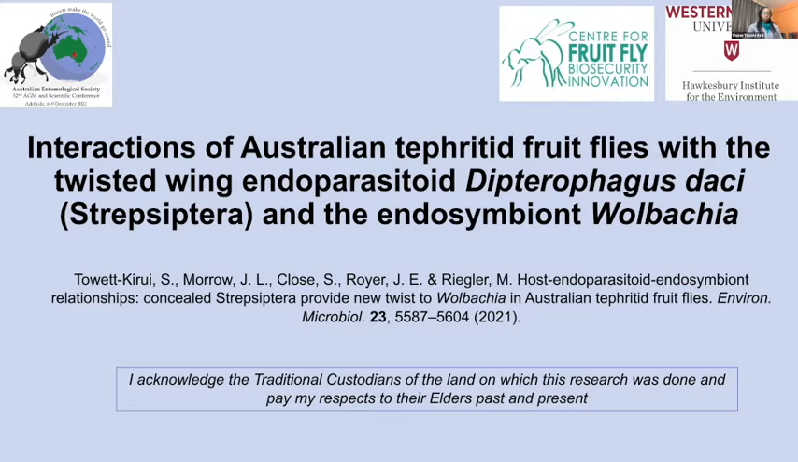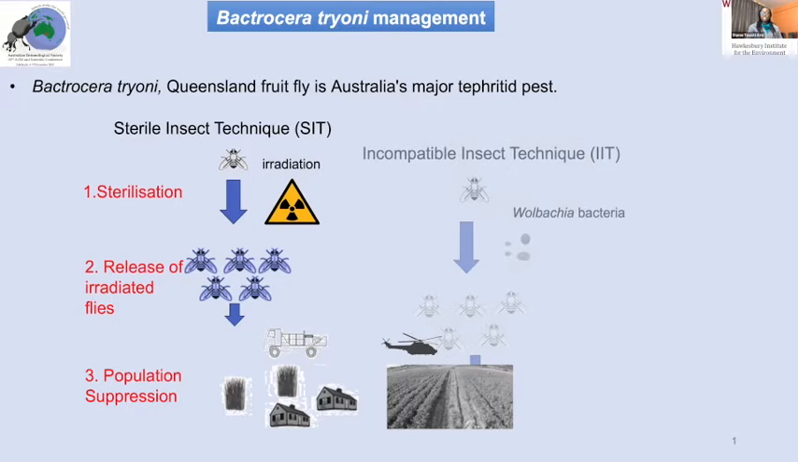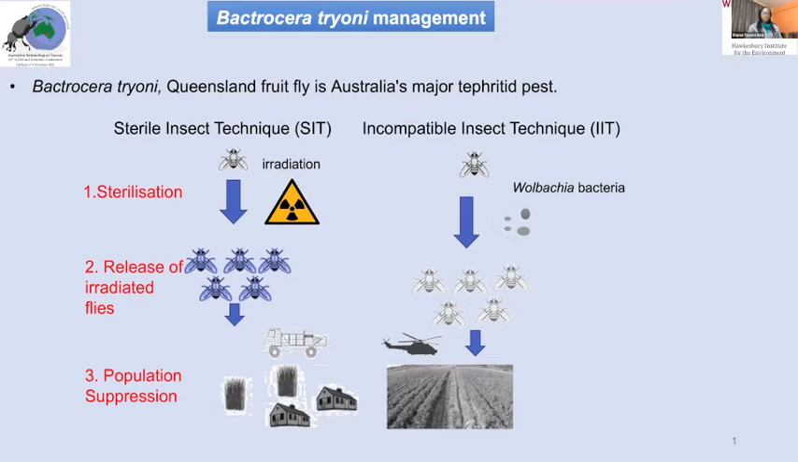So the Queensland fruit fly is Australia's major tephritid pest, and many control methods have been put in place to control these pests. One of the methods is the sterile insect technique, or SIT, that involves sterilization by irradiation and release of the irradiated flies for population suppression. Alternatively, the incompatible insect technique, which uses Wolbachia for sterilization, is really promising in the control of insect pests and disease vectors.